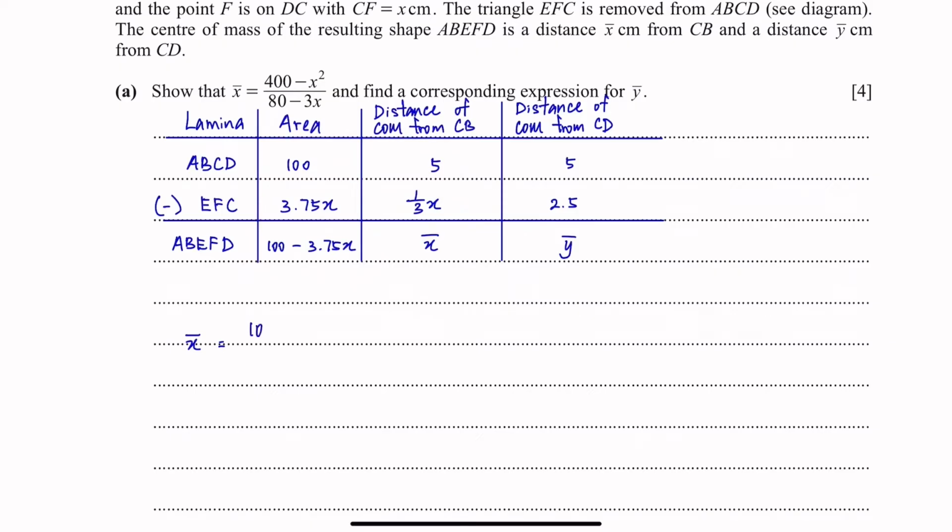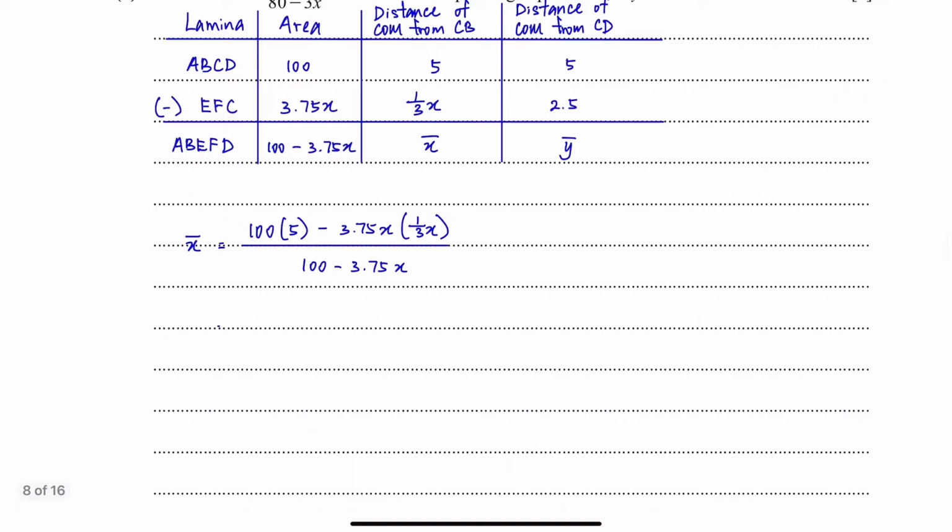So we have 100 times 5 minus 3.75x times 1/3 x over 100 minus 3.75x. So we can simplify it to 500 minus 5 over 4 x squared divided by 100 minus 15 over 4 x.